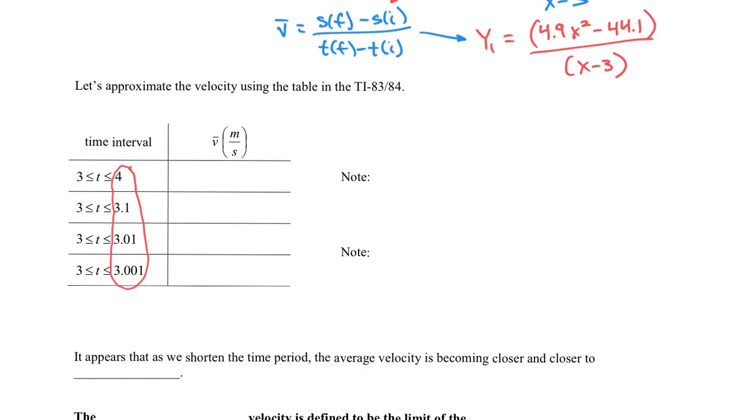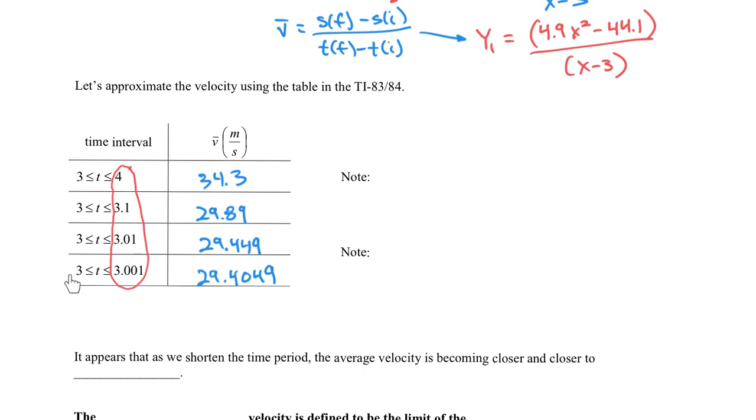And your calculator should tell you 34.3. And then if you plug in 3.1, we get 29.89. And if you keep going here, we should get 29.449. And then finally 29.4049. And if you get even smaller here, 3.0001, or if you go on the other side of 3, these are all values bigger than 3.